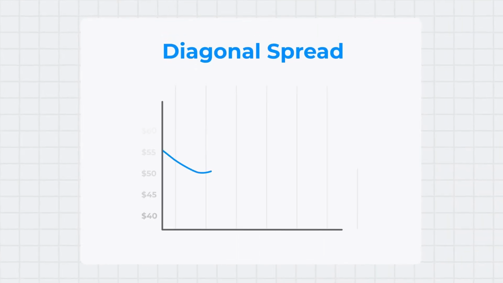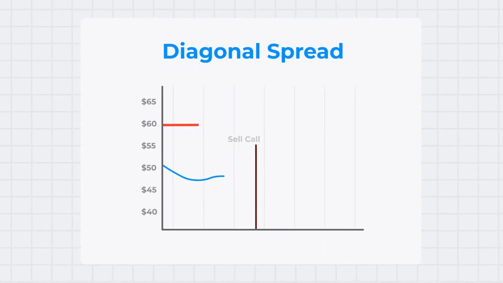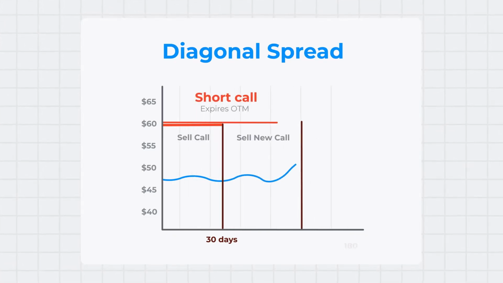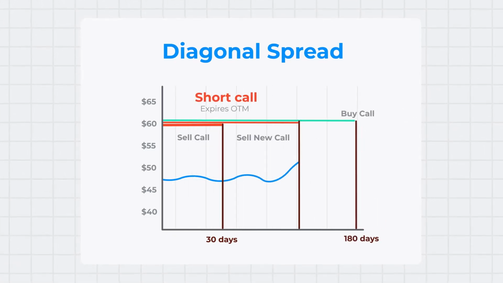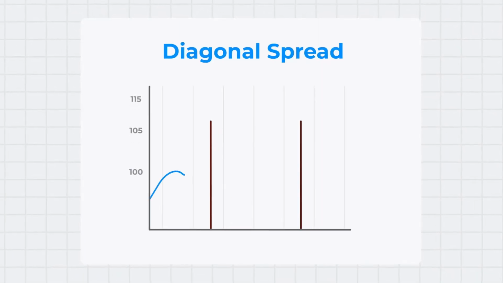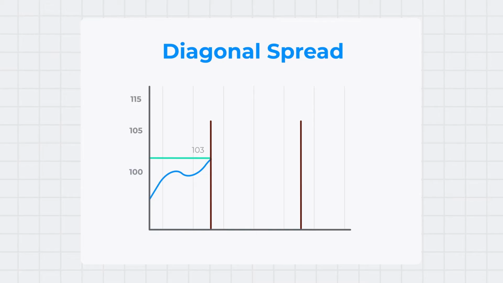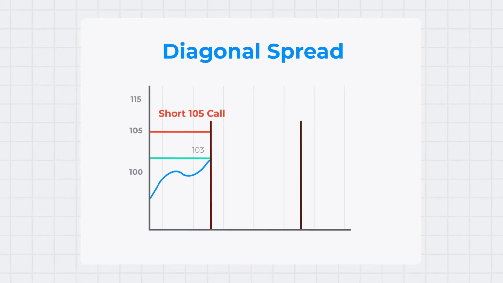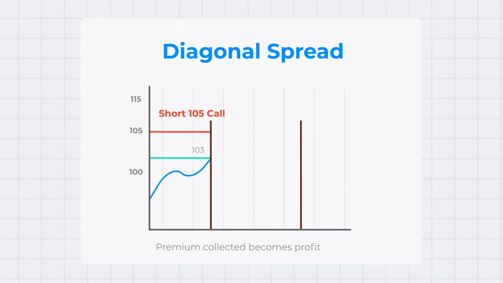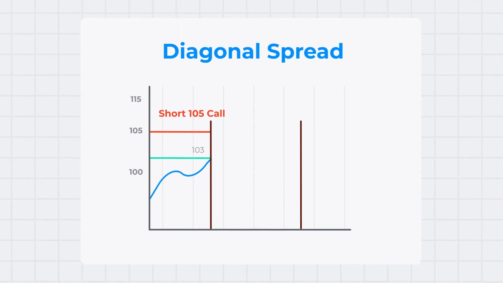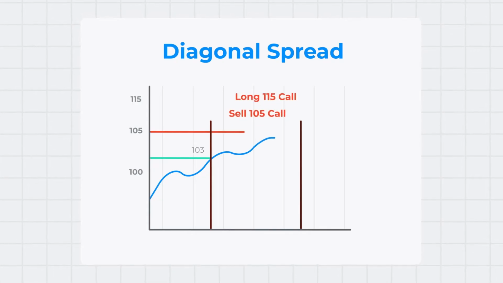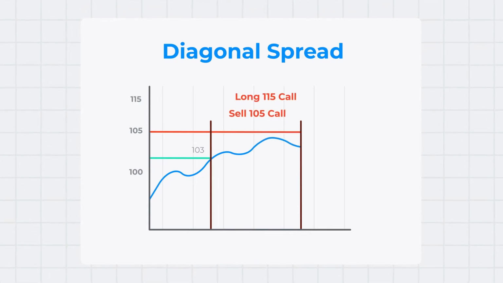The objective of the diagonal is to have the short option expire worthless, allowing the trader to collect another premium by selling a new short-term call against the existing long position. In our example, if COP trades at 103 when the November 105 call expires, the premium collected from selling the option becomes realized profit. We would still hold the 115 call and could sell the December 105 call to collect more premium.